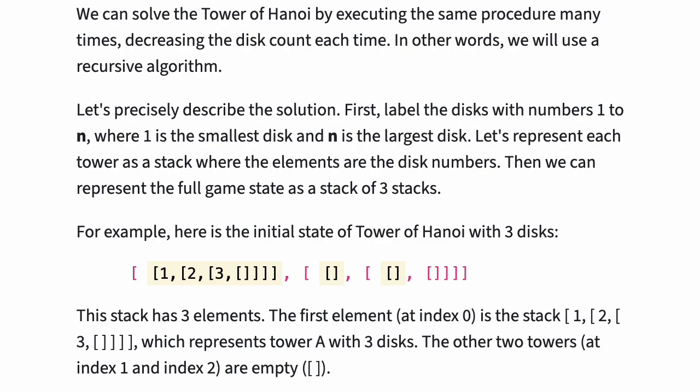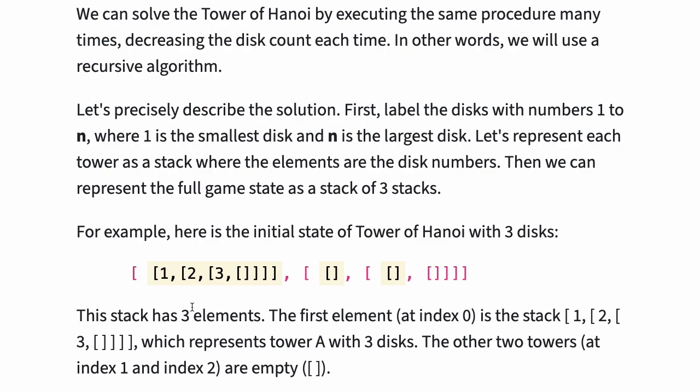Let's precisely describe the solution. First, label the disks with numbers 1 to n, where 1 is the smallest disk and n is the largest disk. Let's represent each tower as a stack, where the elements are the disk numbers. Then we can represent the full game state as a stack of 3 stacks. For example, here is the initial state of Tower of Hanoi with 3 disks.